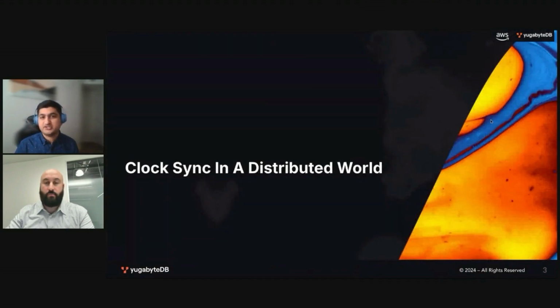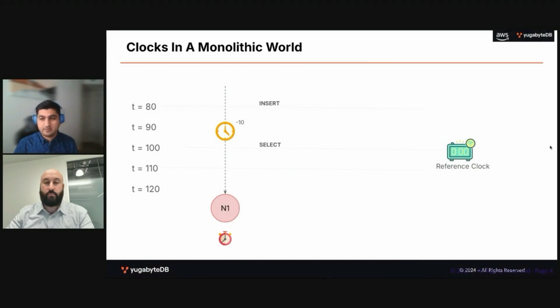So before we talk about the distributed world, let's see how clock sync looks in a monolithic world where you just have a single node system, maybe a database, and it's just one node. So on the right-hand side, I have the reference clock, which could be an NTP clock. And then we have one node on the left-hand side, and you essentially have the timestamps going from 80 to 120, right? Just as an indicator. And even if the actual clock on this particular node is off from the reference clock by a few ticks, you still don't have to deal with any ordering issues.